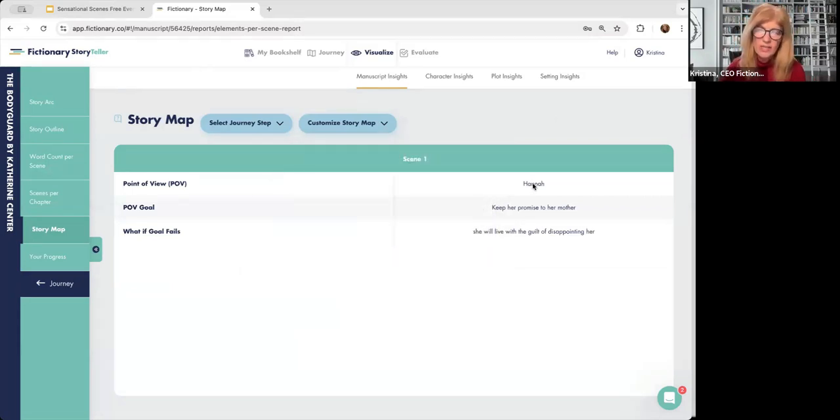And so for this scene, we know that Hannah must keep her promise to her mother. Otherwise, she's going to live with the guilt of disappointing her. And this is the consequences. So now when you're writing the scene, you know exactly what this scene is about. And everything you do in this scene is to make it harder or easier for her to keep this promise.